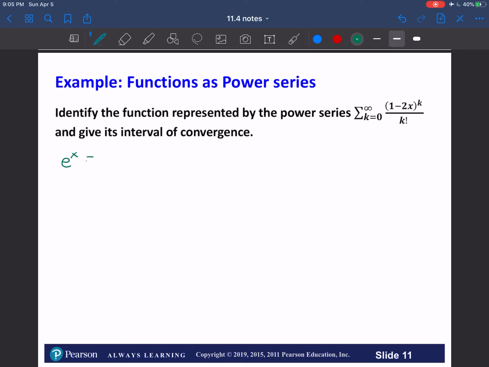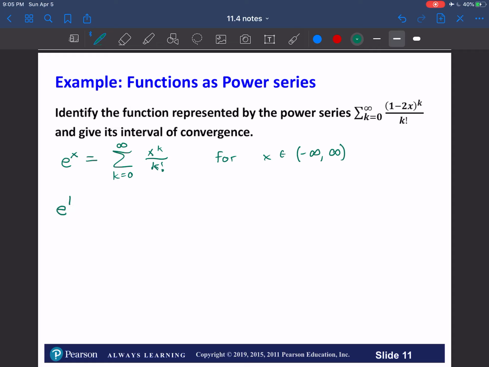Maclaurin series. So let me rewrite the Maclaurin series for e to the x. It is the sum from k equals 0 to infinity of x to the k over k factorial. And this is true for x within negative infinity to positive infinity. In other words, the interval of convergence is negative infinity to positive infinity.